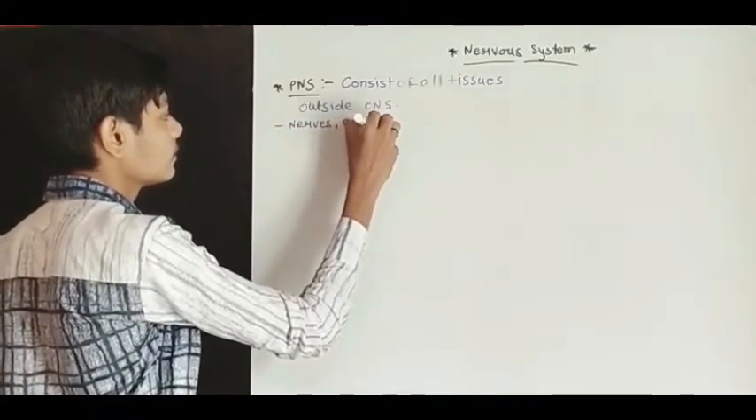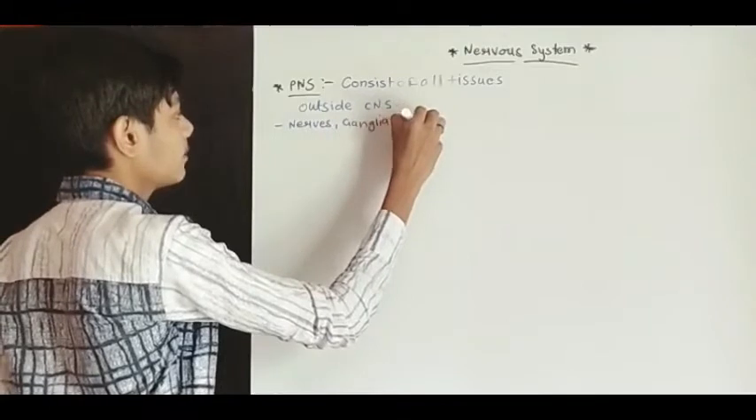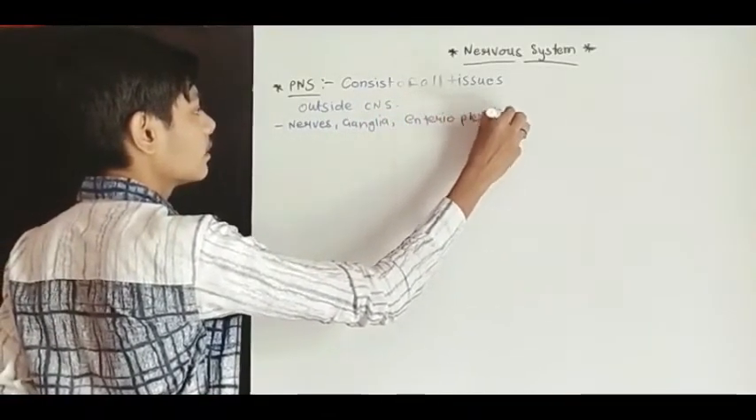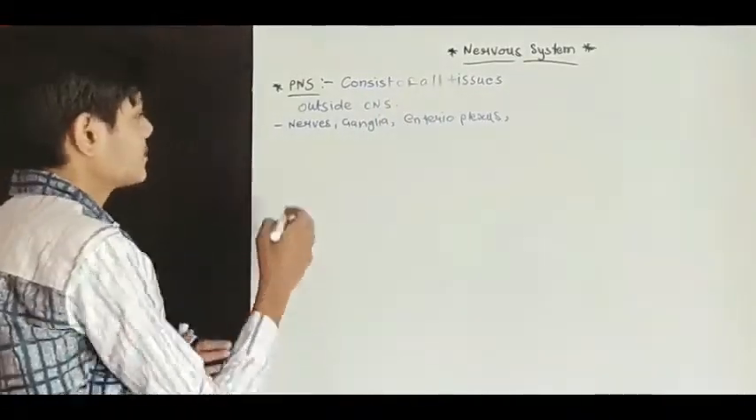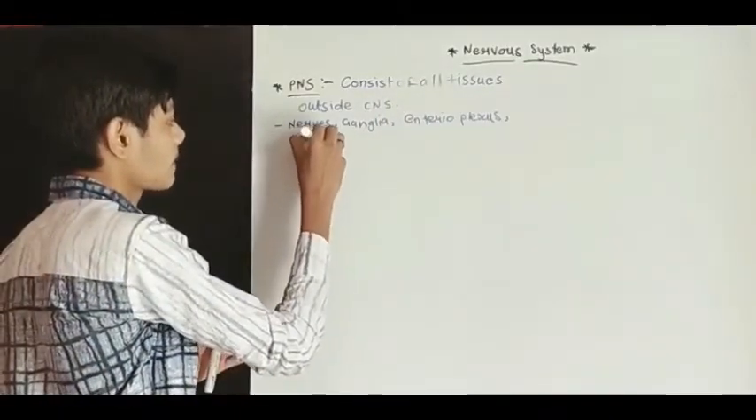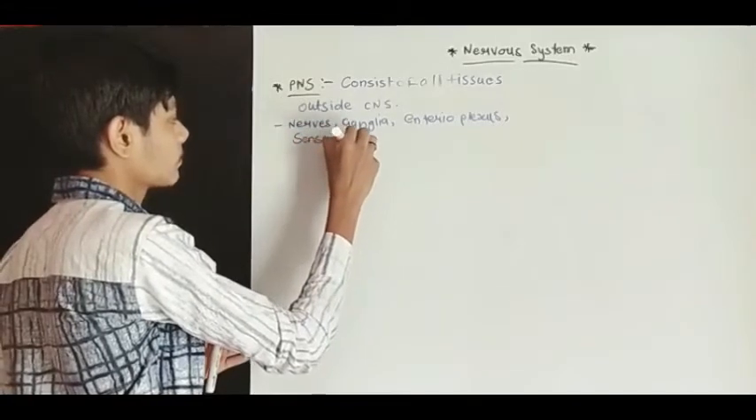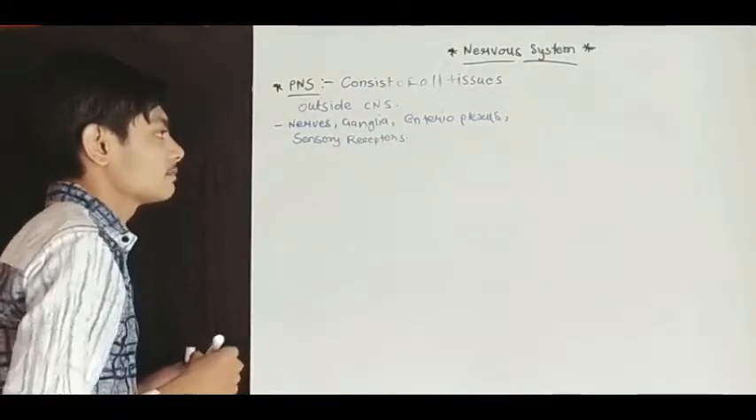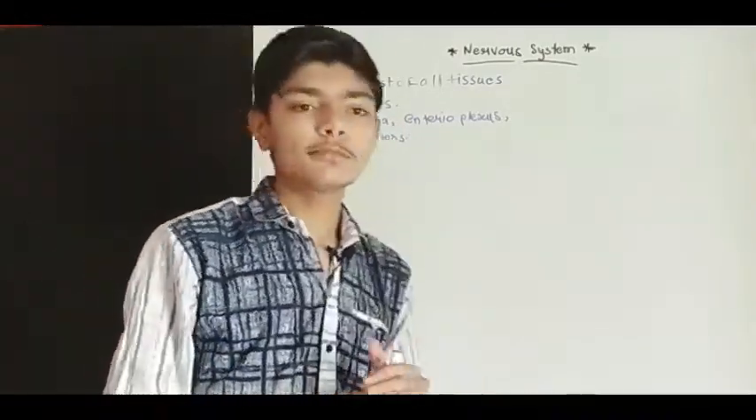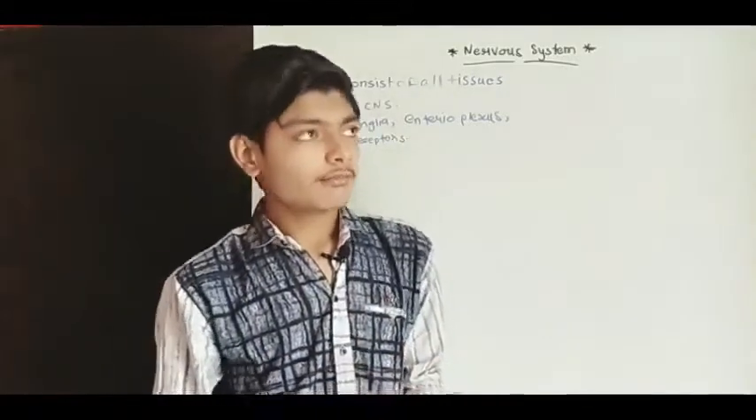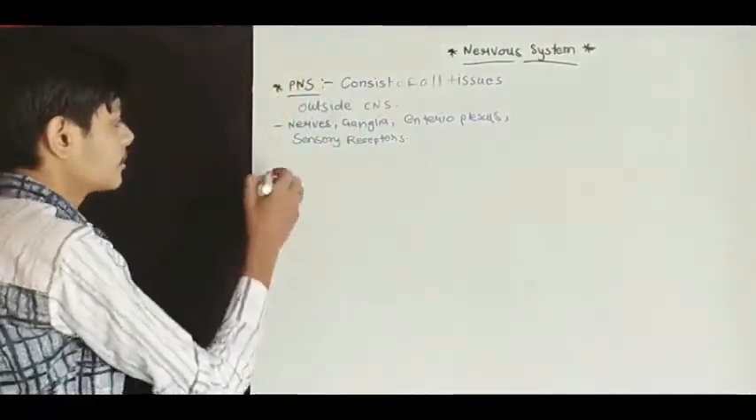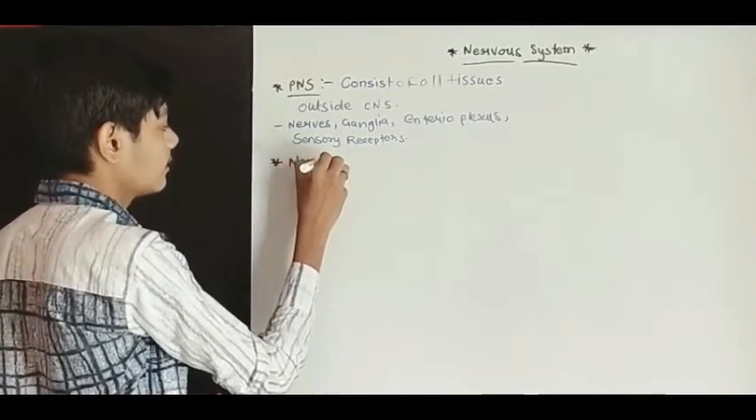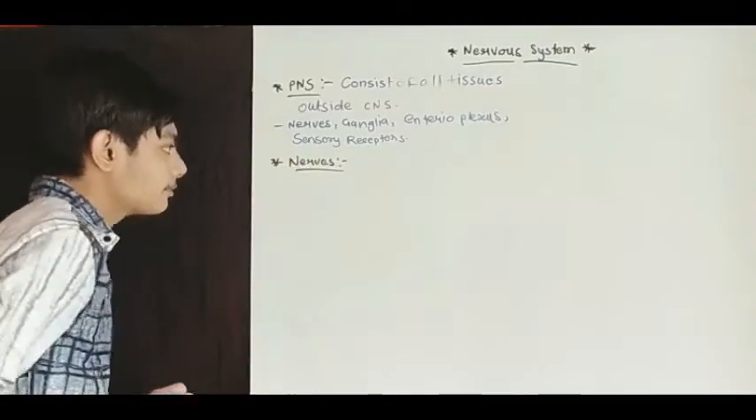ganglia, enteric plexus, and the sensory receptors. So of these parts, basically the peripheral nervous system is made. In this, if we further see what is nerves, so let's talk about the nerves.